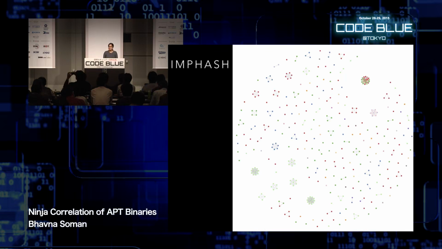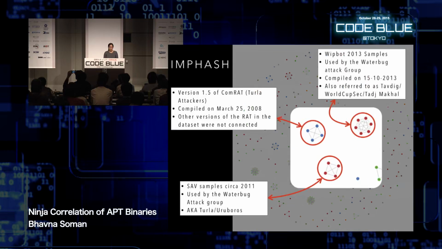There were only 6 clusters with more than 7 binaries. And there were several false positives. Those are the big clusters with the red links. Let me show you these clusters in detail. On the top left in blue, we have 4 samples of Comrat.